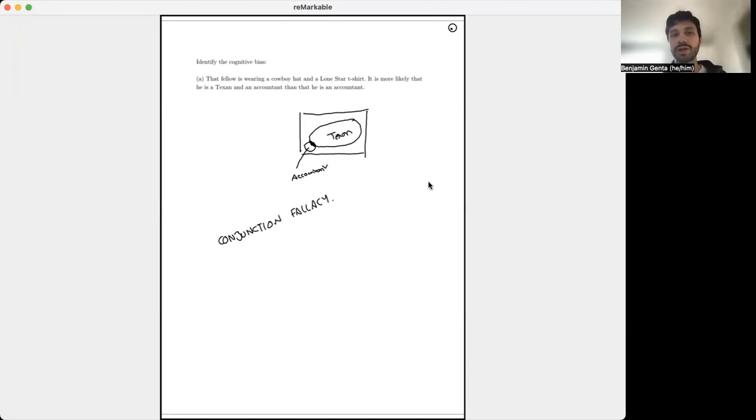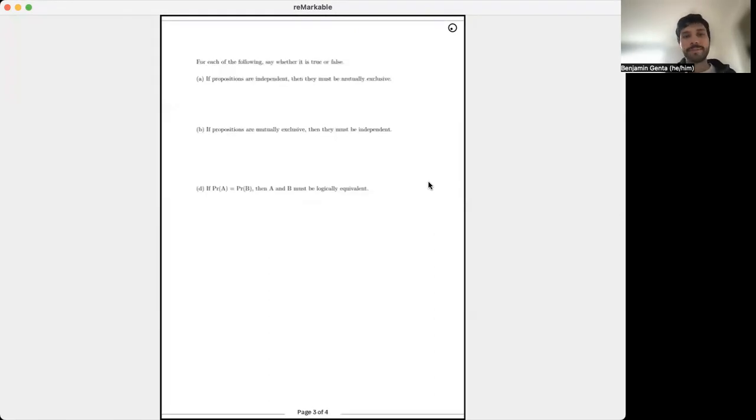This is very similar to the Linda example that we saw in class. Okay, so now let's look at this question. For each of the following, say whether it's true or false, and maybe explain why. If the propositions are independent, then they must be mutually exclusive. Okay, so let's assume that A and B are independent.